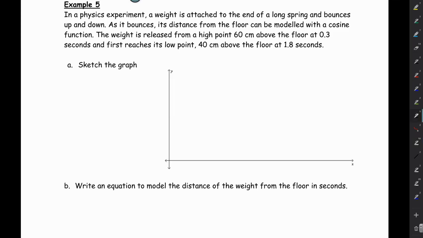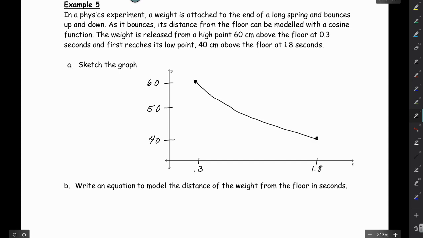So we know that the low point is at 40 and the high point's at 60. So that means the middle of the graph is at 50. We know that it's at 60 at 0.3 seconds, so we have a value here, 0.3 at 60. And we know that it reaches its low point of 40 at 1.8 seconds. So this is the sketch of the graph, what we know so far.